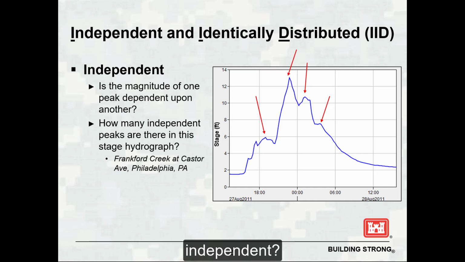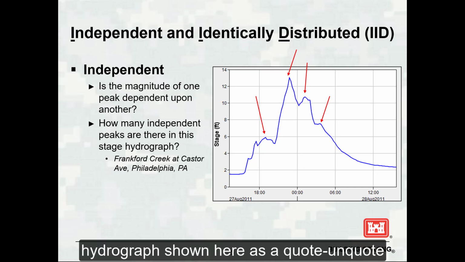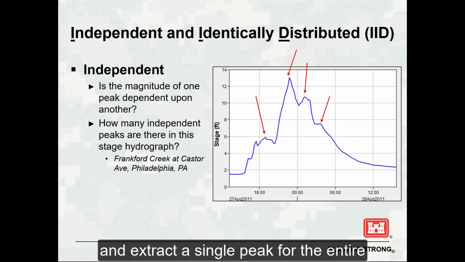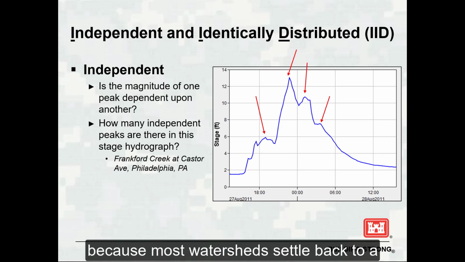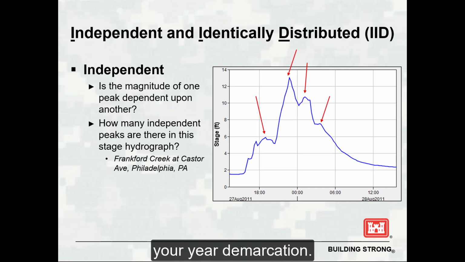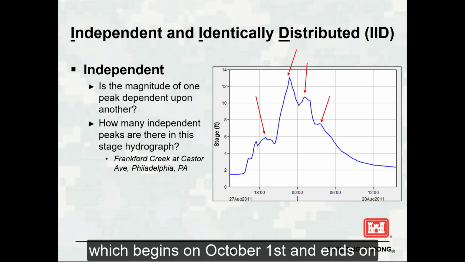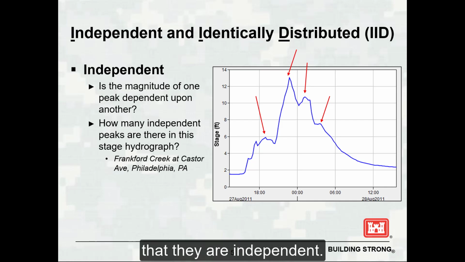Is that one independent? In the realm of hydrology and hydraulics, we typically look at the entire hydrograph shown here as a quote-unquote event and extract a single peak for the entire thing. And that would be the second peak in the image to the right. We typically extract maxima for the entire calendar year or water year in an effort to achieve independence because most watersheds settle back to a quote-unquote normal state within a year. But be careful with peaks that are close to your year demarcation. For instance, when using a water year, which begins on October 1st and ends on September 30th, be very cautious to avoid using peaks at the end of September or beginning of October because you might not be able to assure that they're independent.